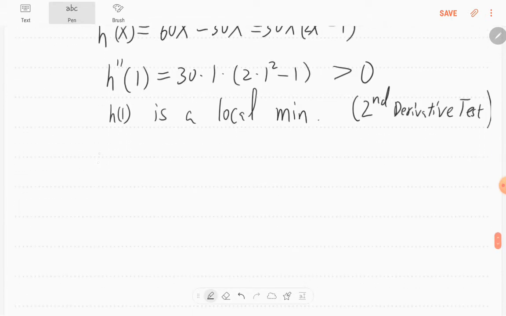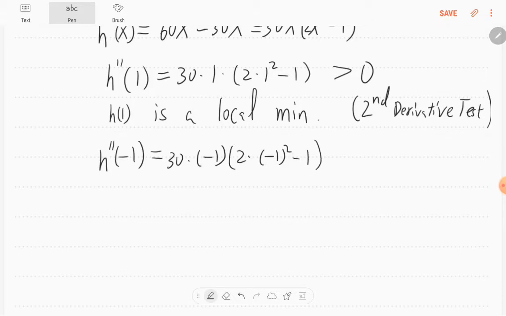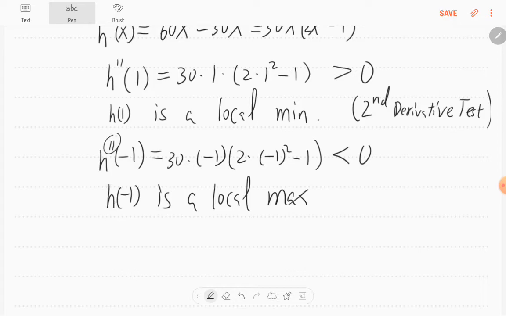So plug in -1. So this would be 30 times -1 times 2 times -1 squared minus 1. So it's negative, right? So that means h of -1 is a local maximum. So be careful. Here is the second derivative, here is the original function. We'll still use the second derivative test.